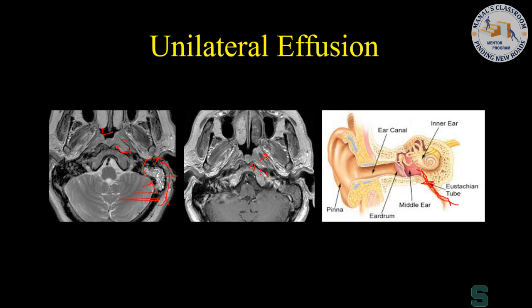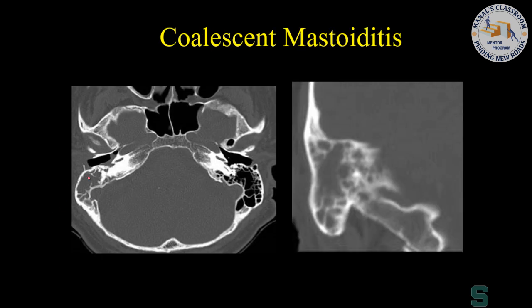And if it pushes the torus tubarius anteriorly, what's it going to do to the eustachian tube? It's going to obstruct it and collapse it, okay? So one of the things to look for in the middle of the night, and even on all brain MRs, if you ever see unilateral effusion on a brain MR, you have to look at the eustachian tube, you have to look at the nasopharynx, as we said before. So this is a true effusion. This is an example of coalescent mastoiditis.